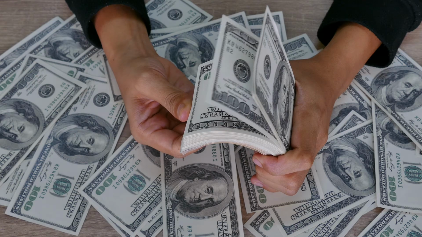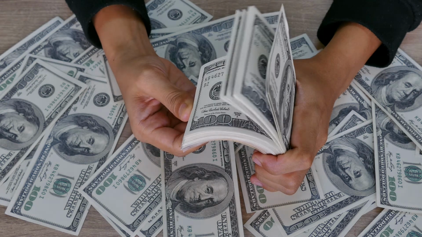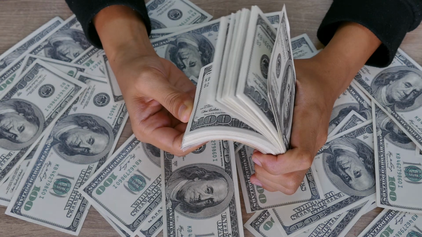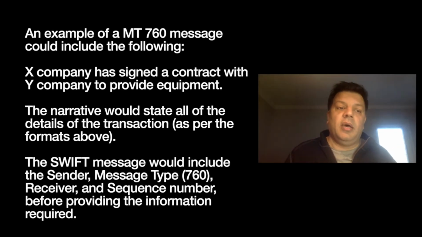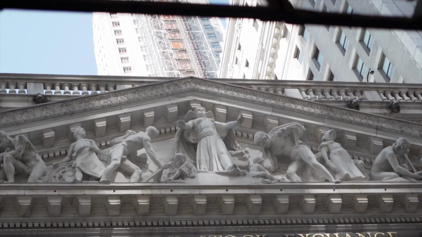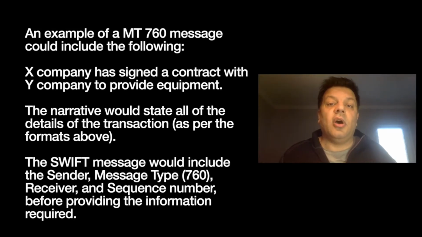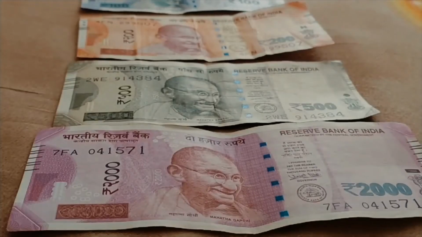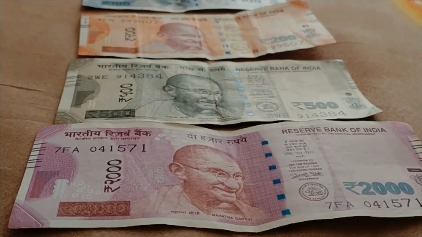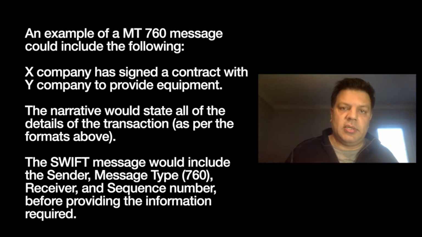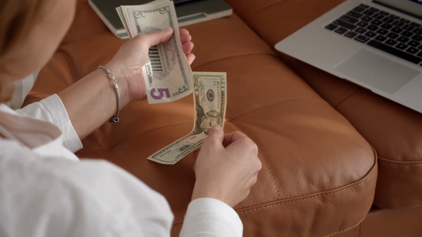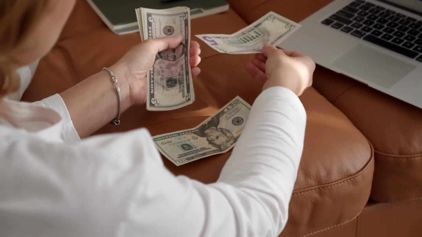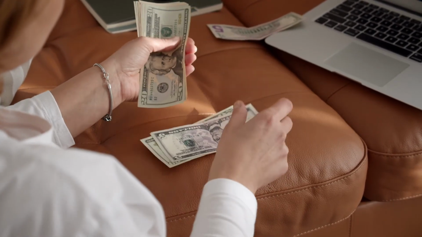Users of MT760s, generally speaking, are treasury departments, banks, exchanges, asset managers, brokerages like ours, trading companies, and businesses looking to get a line of credit or loans. As an example, imagine Company X has signed a contract with Company Y to provide them with some equipment. The narrative of it, when it comes to an MT760, will give you all the details. Who's the receiver? Who's the shipper? What date is this happening? What's the sequence of payments that's going to happen? And all the small details you need, compared to other codes, to get detailed information on the transaction.